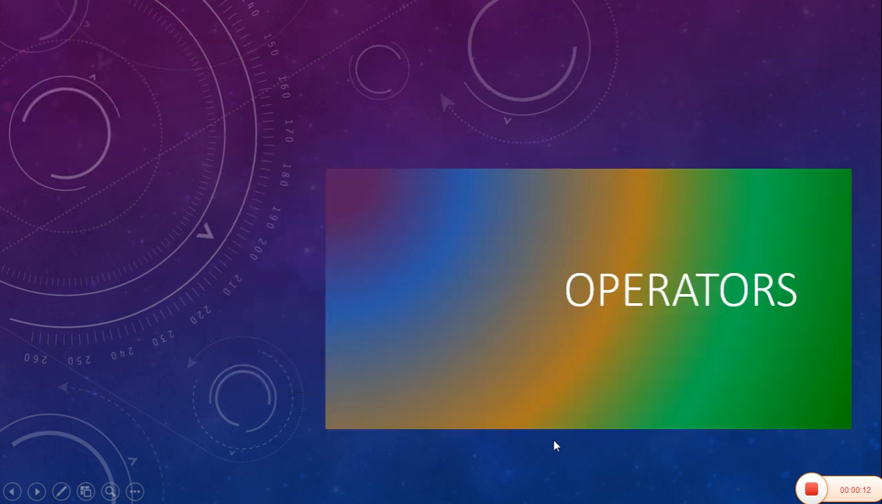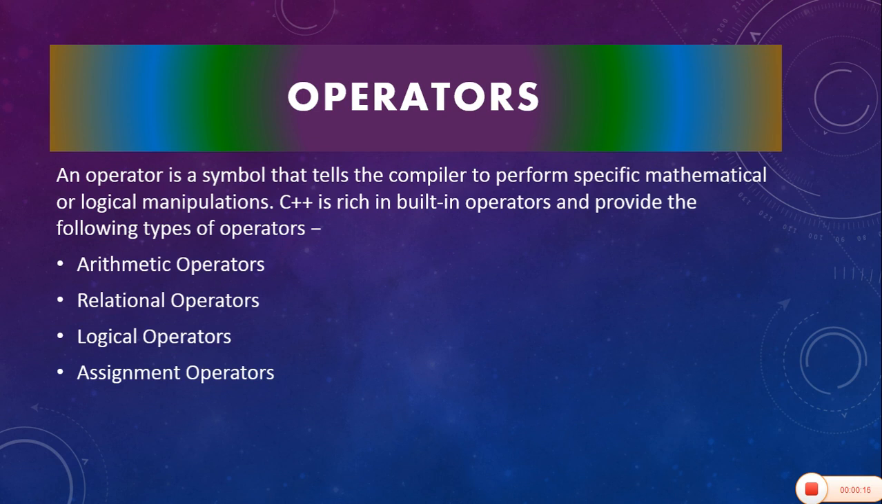In this video, we will discuss operators. An operator is a symbol that tells the compiler to perform specific mathematical or logical manipulations. C++ is rich in built-in operators and provides the following types of operators.